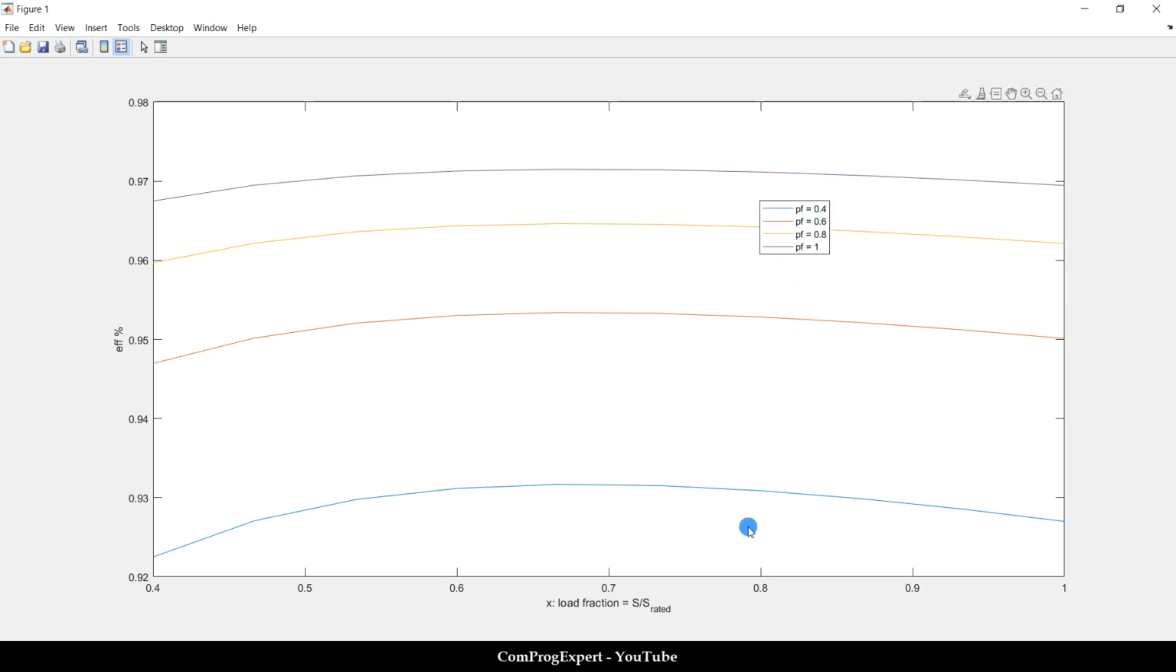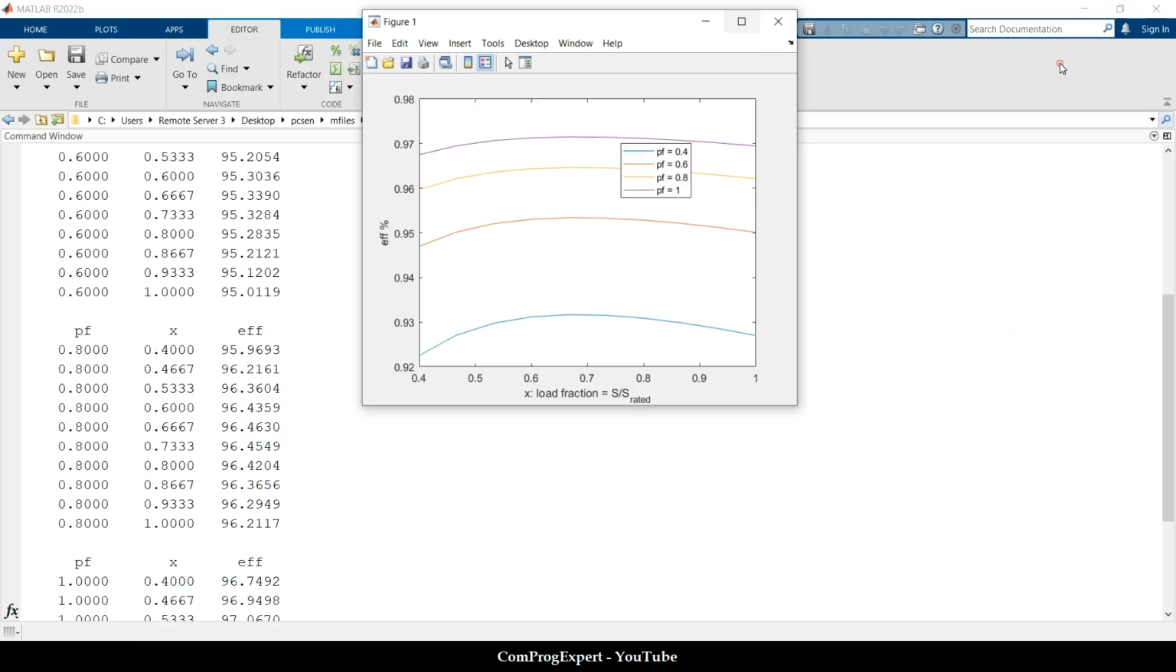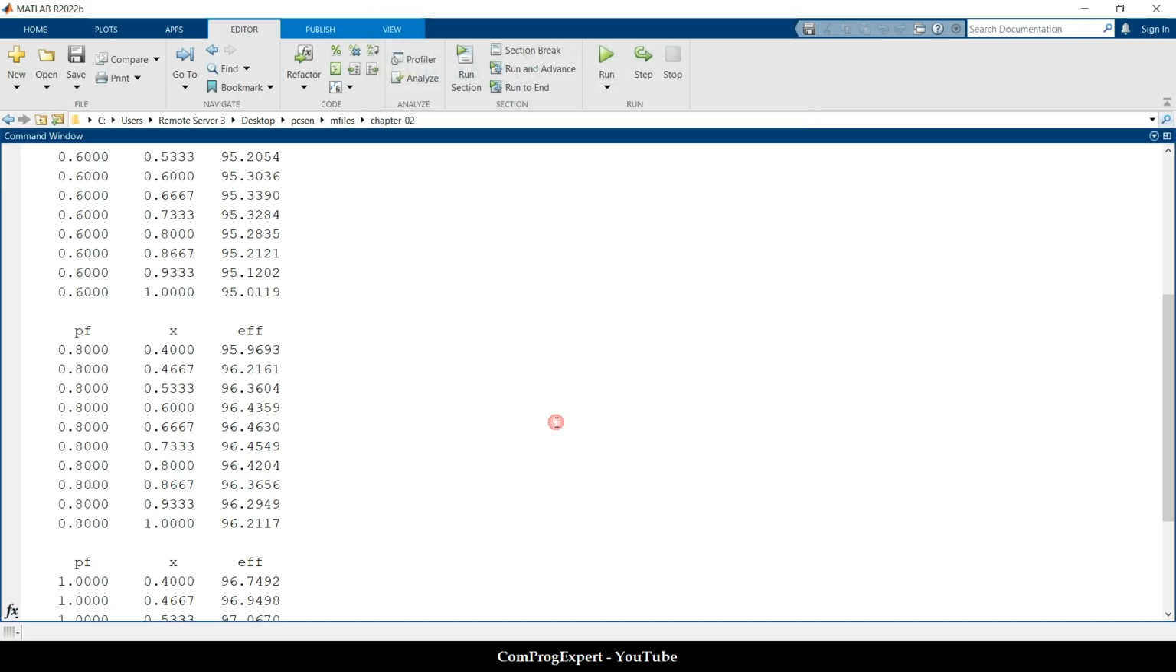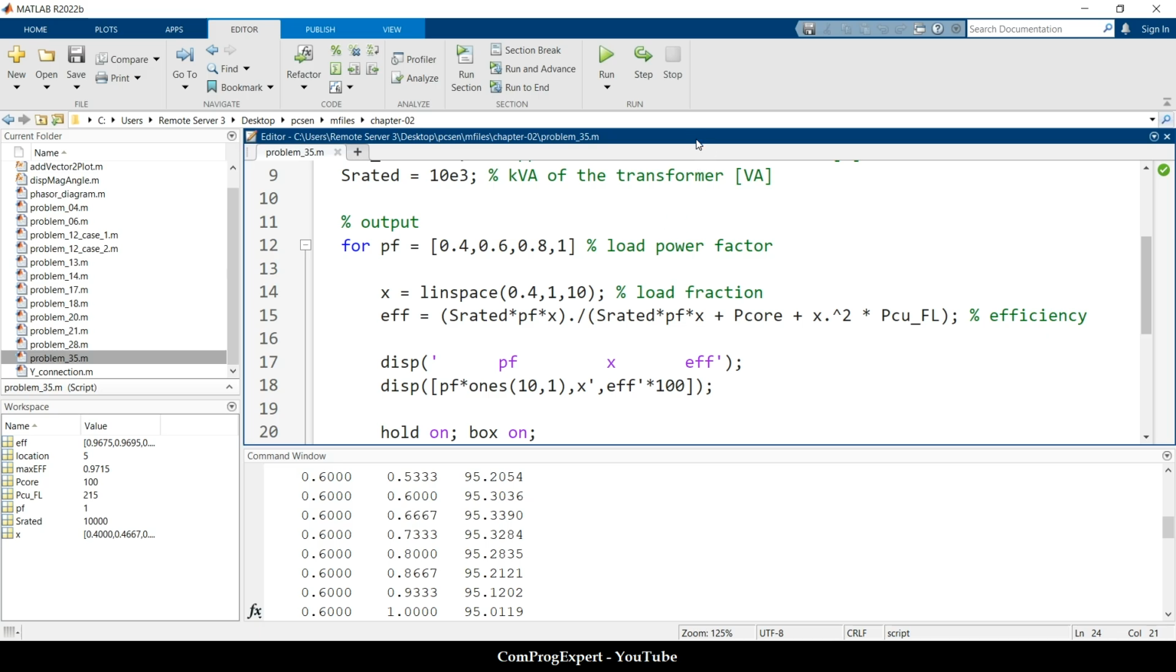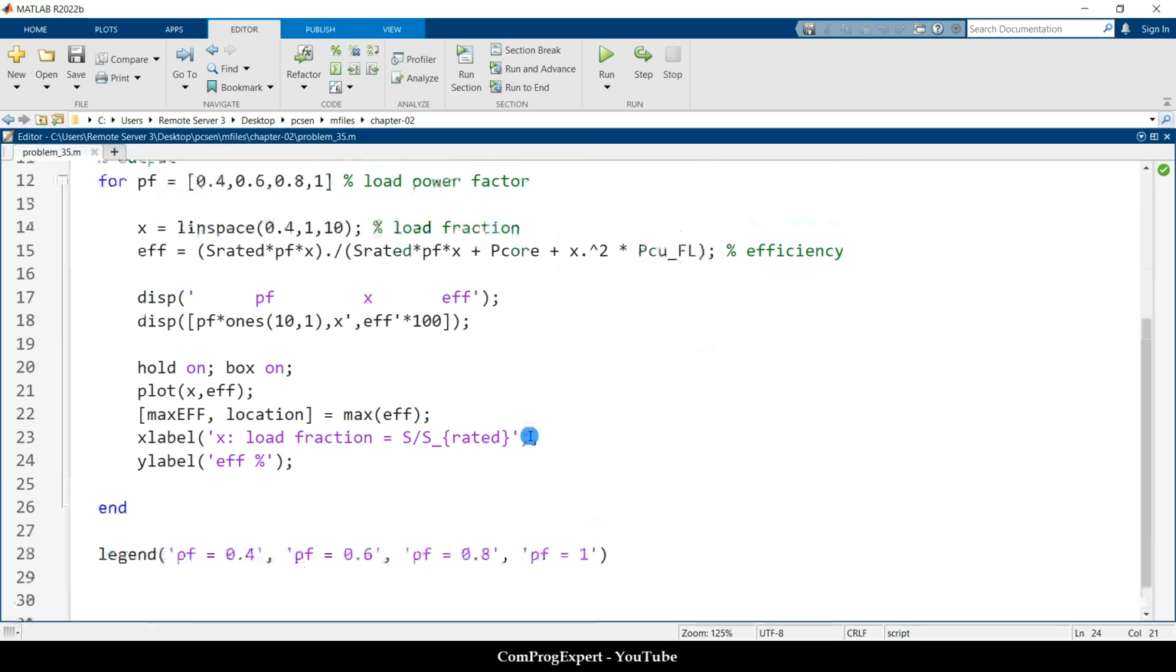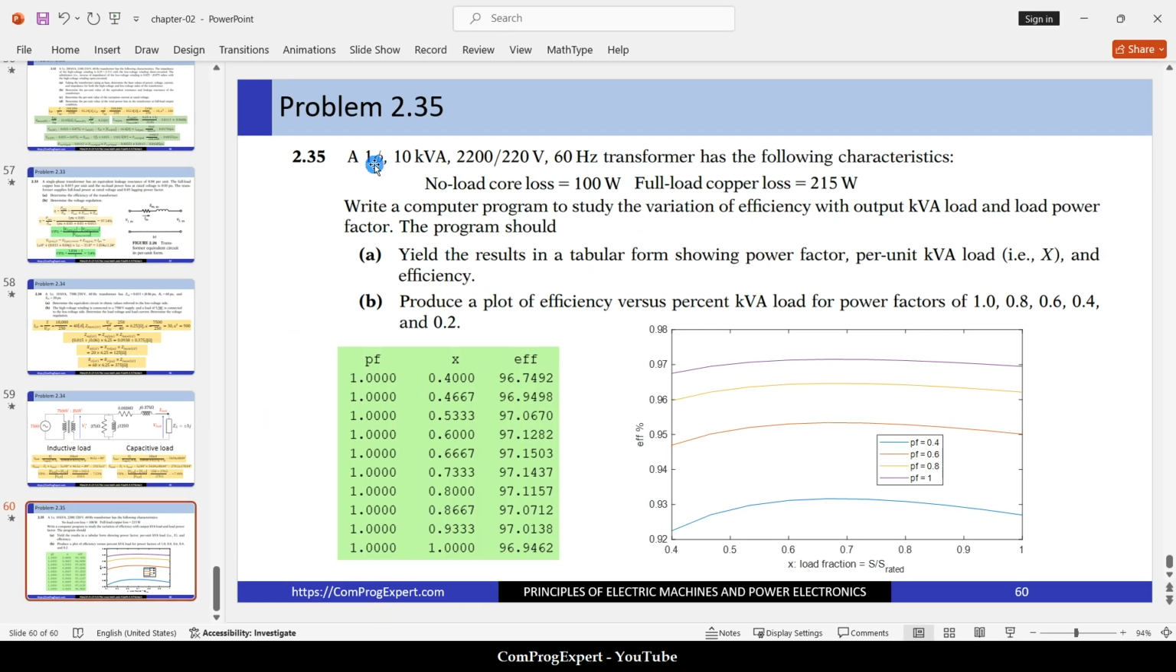As you know, when the load power factor increases, efficiency increases. Maximum efficiency occurs for a specific value of the load fraction. You know that number. Yes, that is the square root of the core loss divided by the full load copper loss. Anyway, so you can rewrite this M file to solve this problem 35.